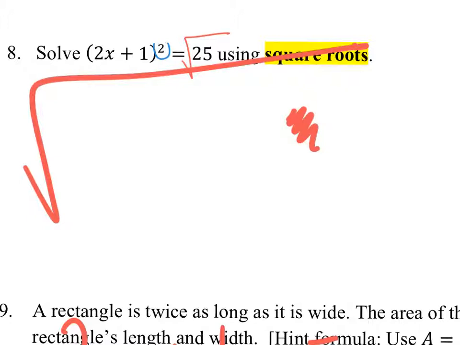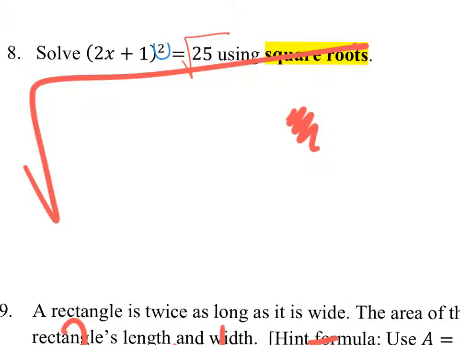And then the square root of 25 is positive and negative 5. You read it like that? It's plus and minus 5. Now, what this is telling me is that 2x plus 1 equals positive 5, or 2x plus 1 equals negative 5. You forgot the 1 there. Oh, thank you. 2x plus 1. Okay? So, we unsquared.